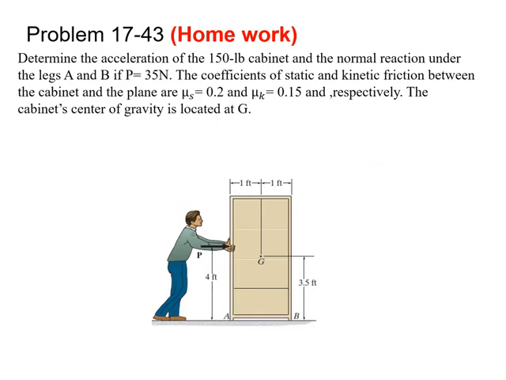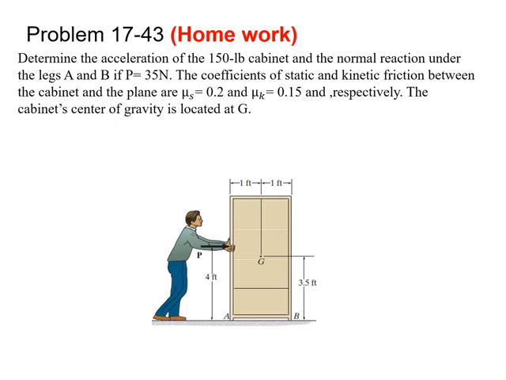Now this is problem 17-43 from your textbook, and this is your homework. You have to solve this problem. It is related to the special case when the friction is not continuous, but is at specific points on the two surfaces. The problem statement is: determine the acceleration of the 150-pound cabinet and the normal reaction under legs A and B if P is 35 Newton.